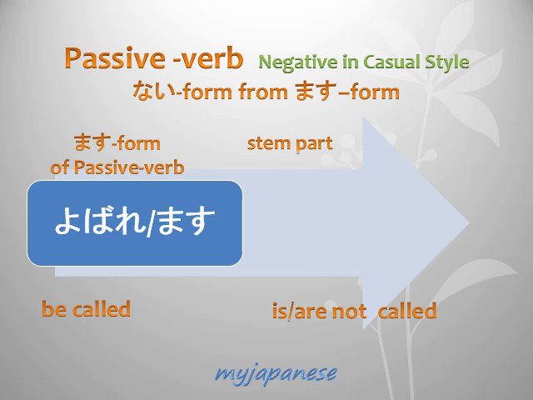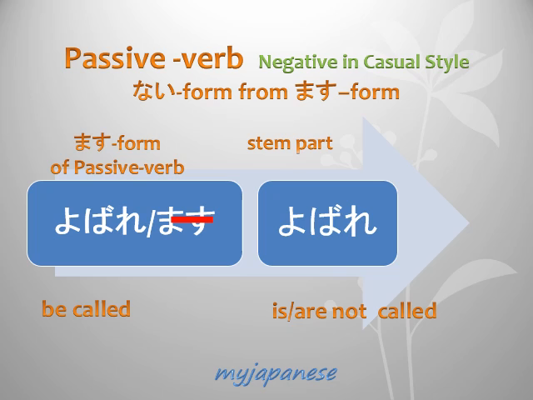Next, let's make nai form. After omitting the masu, you might know what word to add. Yes, add nai to yobare, the stem part. Yobarenai. This is nai form. Nai means not in English. Meaning is not or are not called. It is present negative.